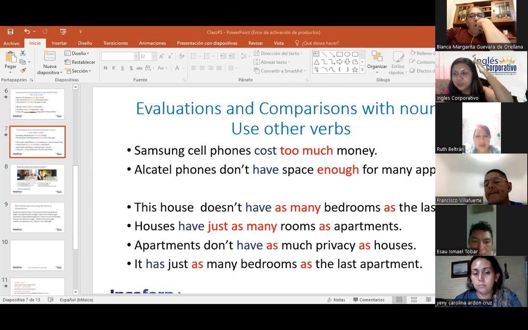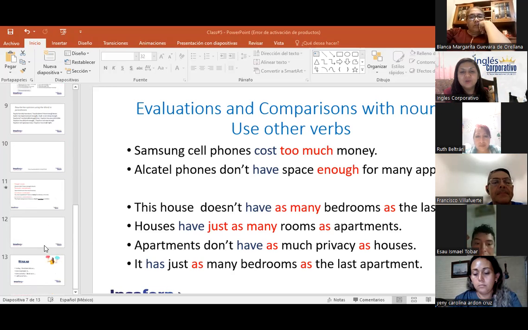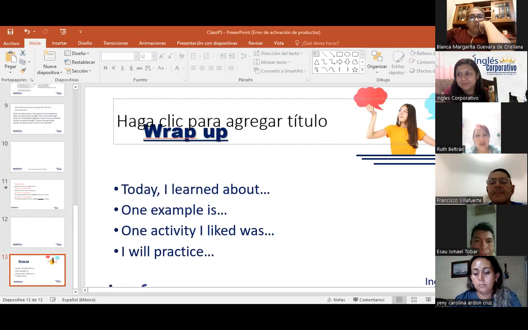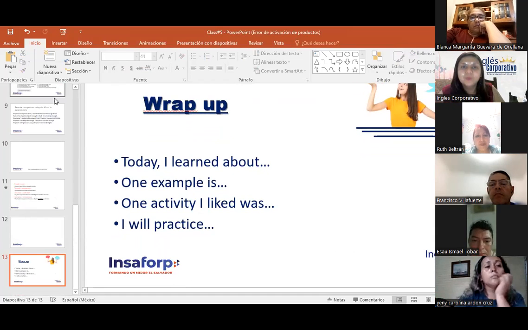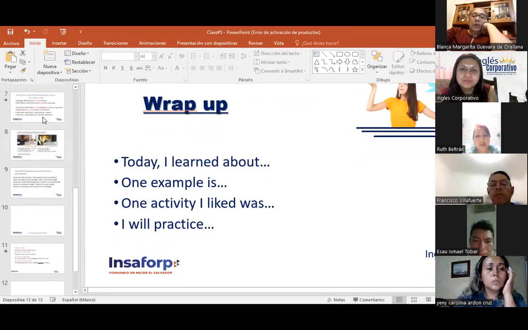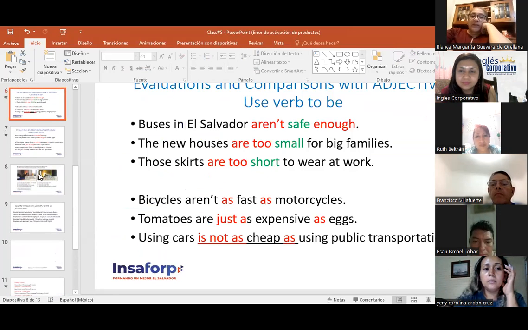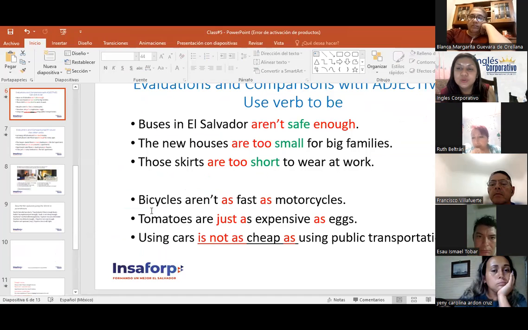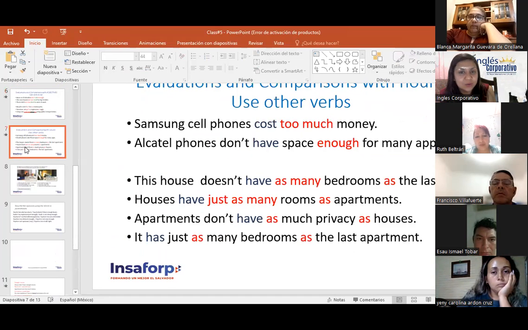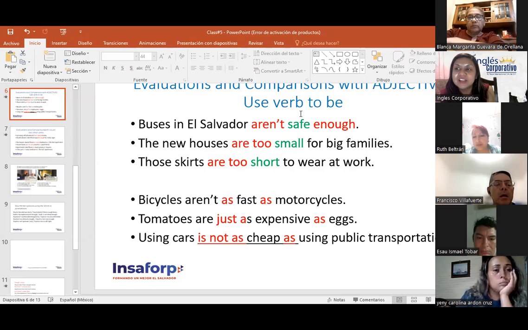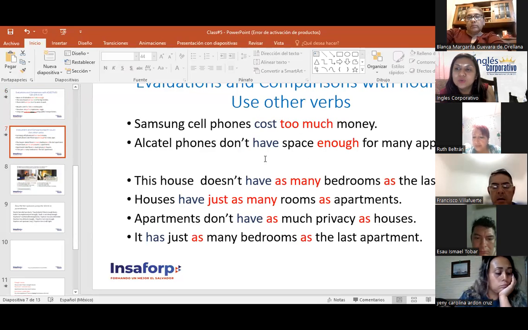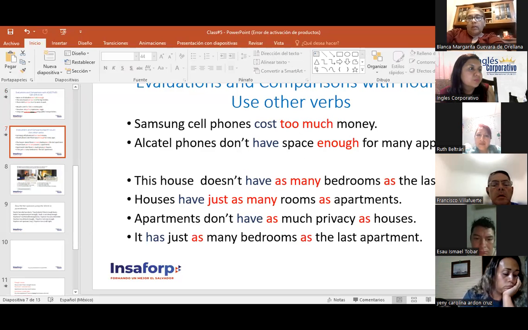Okay. Good. Okay, people, so tell me, what did you learn in this class? To make evaluations and comparisons. Exactly. Using adjectives or using nouns, right? With adjectives, we use the verb to be. With nouns, we use other verbs like have, cost, or others, as you were writing in the examples.